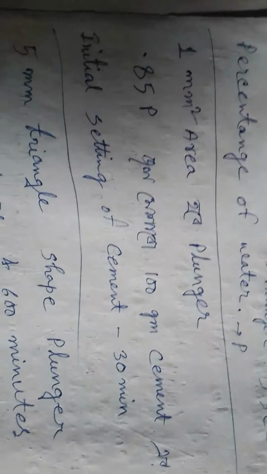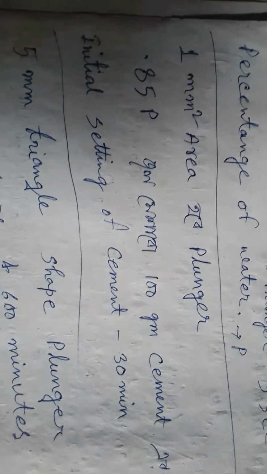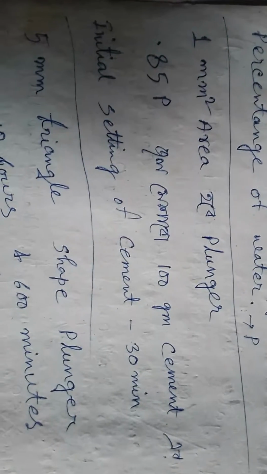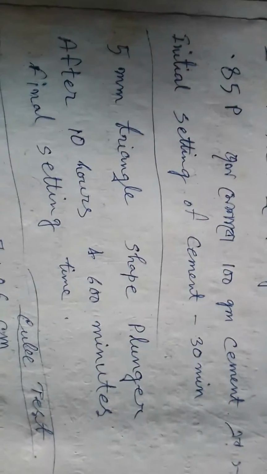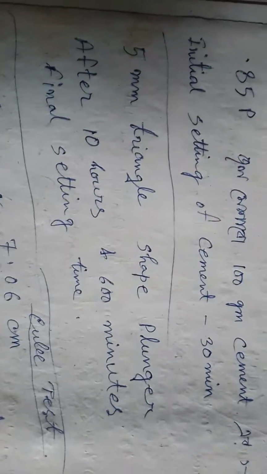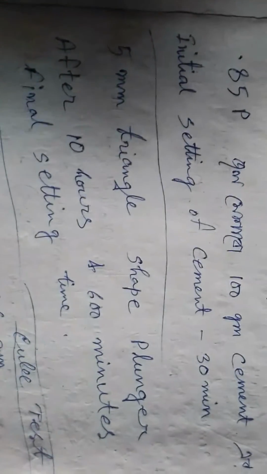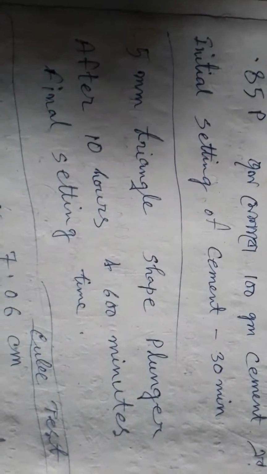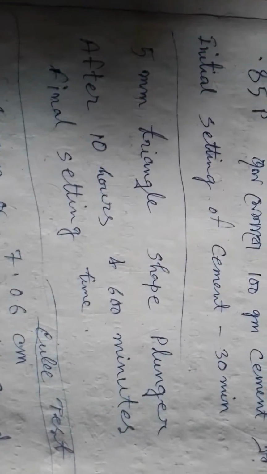Then initial setting time: the diameter of the plunger is 1 mm square and the water added is 0.85 P. Initial setting time may be 30 minutes, and for final setting time, the plunger is 5 mm triangle shaped. The final setting time is 10 hours or 600 minutes.